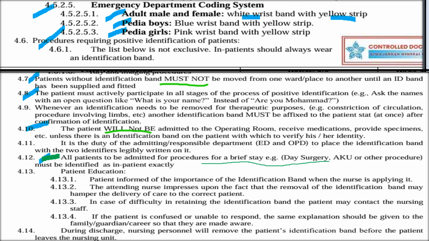Another is all patients to be admitted for a procedure for a brief stay, like in day case surgery or AQU and other procedures, they must be identified as inpatient exactly. That's our policy stated. And then in case of a patient that is confused or unable to respond, the same explanation should be given to the family, guardian, carer, so that they will be made aware.